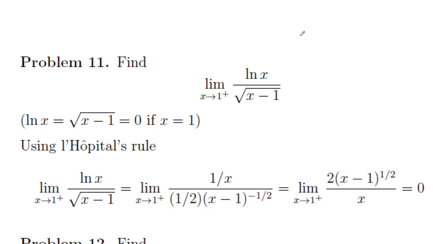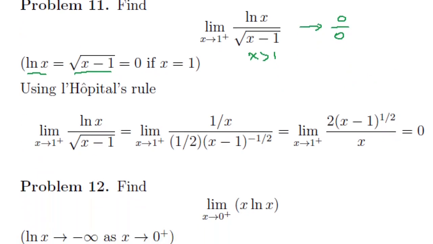In problem 11, we take the limit as x goes to 1 plus of a fraction that looks a lot like the one in problem 10, except that in this problem, the entire x minus 1 is under the square root. As x goes to 1 plus, meaning x goes to 1 from the right-hand side, so x is bigger than 1, and the square root of x minus 1 is defined. Other than that, x goes to 1 plus simply means x goes to 1. Natural log of 1 is 0. Square root of 1 minus 1 is 0, so we get 0 over 0. It is an indeterminate form of the type we can apply L'Hopital's rule to.